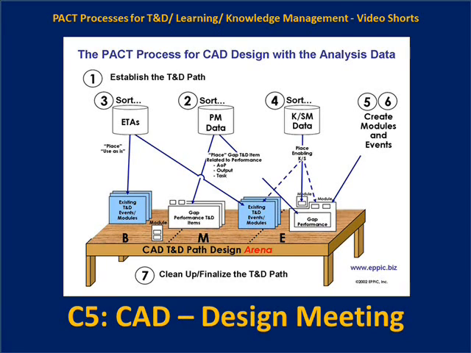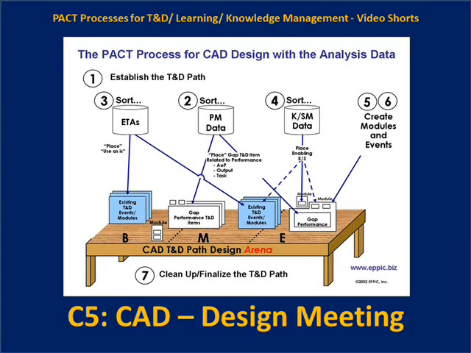The first step in this is to establish the training and development path. You can see on the table in the diagram that the table has been divided into B, M, and E. That stands for beginning, middle, and end. And even though the training and development path might end up with 4 or 5 or 10 phases later on, it always starts off with a beginning, a middle, and an end. Establishing that allows the sorting of the analysis data.